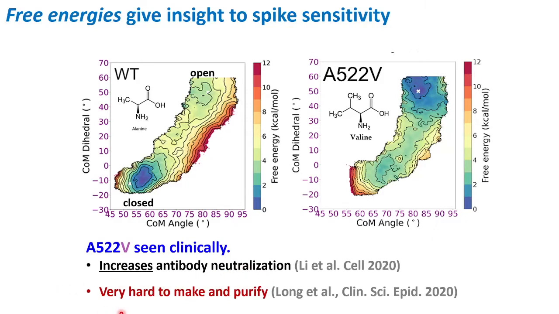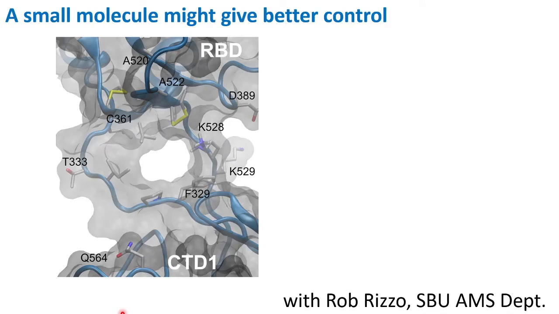One of the problems with studying these in experiments is that when we make changes that make the spike more flexible, it tends to be very hard to purify. They just kind of turn into gunk and stick together, and so we can't really study this very well experimentally. So what we think would be a better approach is to use this pocket and develop small molecules that we could add to the spike, purify it, and then add those molecules in to shift around the spike and ask, what impact does that have on the opening and closing?